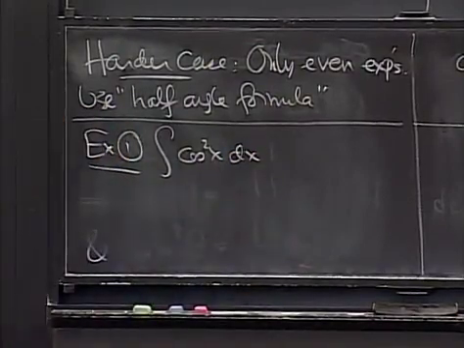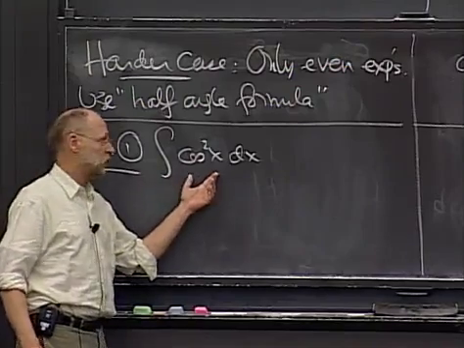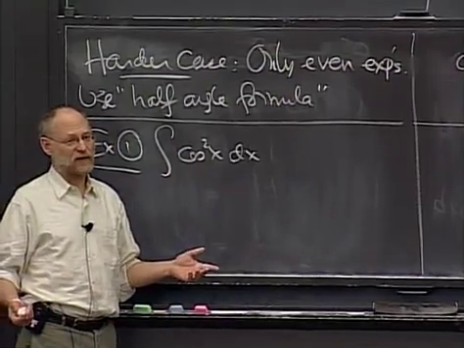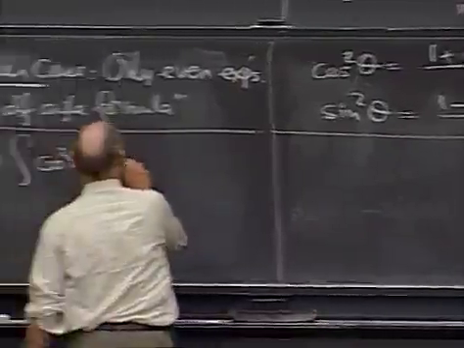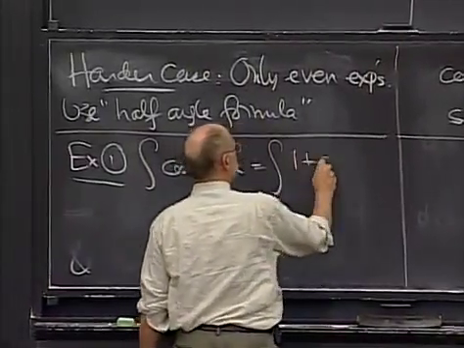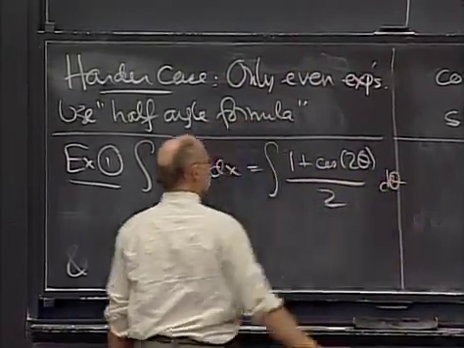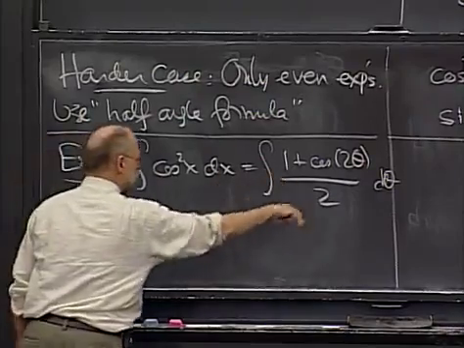What to do? I can't pull anything out. I could rewrite this as 1 minus sine squared, but then I'd be faced with integrating the sine squared, which is exactly as hard. So instead, let's use this formula here. This is really the same as 1 plus the cosine of 2 theta over 2. And now, this is easy. It's got 2 parts to it.